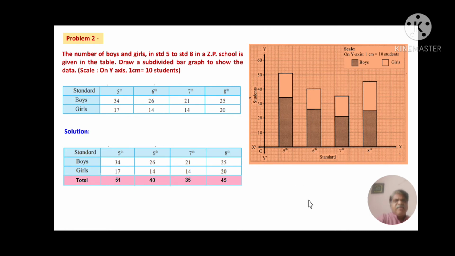So this is the way to draw it on the graph paper. First of all, you have to take the x-axis, then the y-axis, make the markings, draw one column, and divide them, and at the same time it is very important to show the scale. Now let us turn to the next problem, problem number 3.